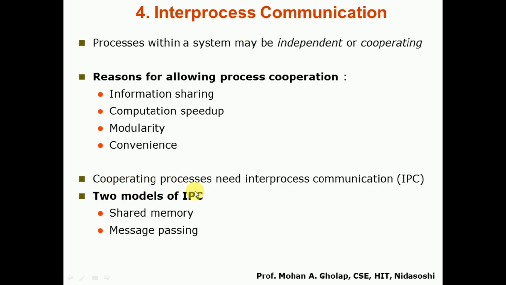Next, we have that cooperating processes need interprocess communication. Because here the communication will be there, and in order to have communication between processes, we need some mechanism. It is called interprocess communication. So basically there are two models of IPC, that is interprocess communication. The first one is shared memory, and the second one is message passing.